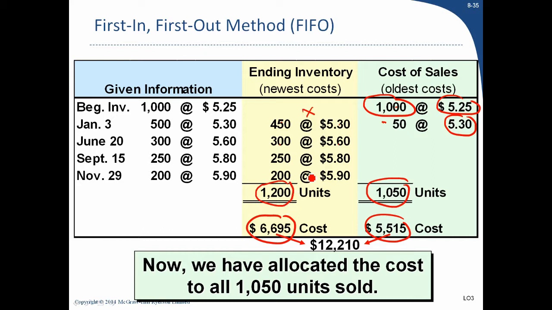So the good thing about these types of problems is you can work two ways to get the same answer. You could have directly calculated cost of sales, right? Because instead of starting with the newest inventory, you just start with the oldest inventory. And you know you sold 1,050 units. So you can just work backwards and say, well, my cost of sales is $5,515. Therefore, my ending inventory must be worth $6,695. And so you can check your work and say, well, what if I add all the units that I think are still there? Do I get to $6,695? So you should always kind of balance and reconcile, right?